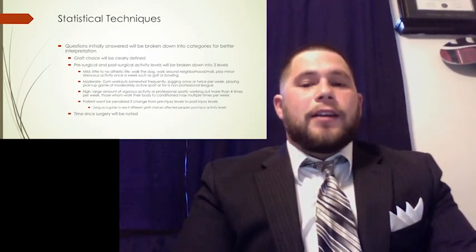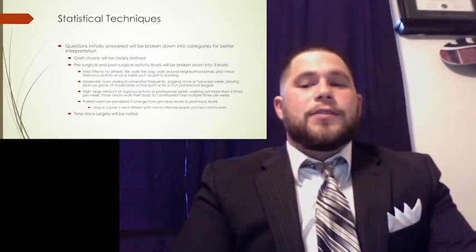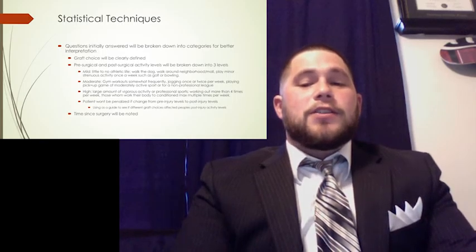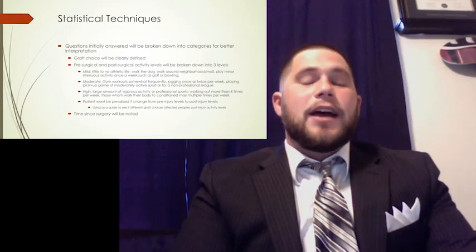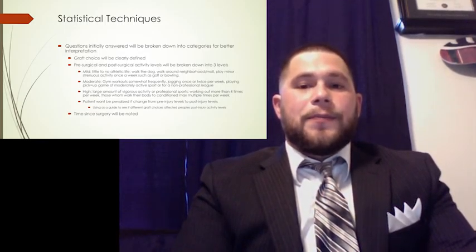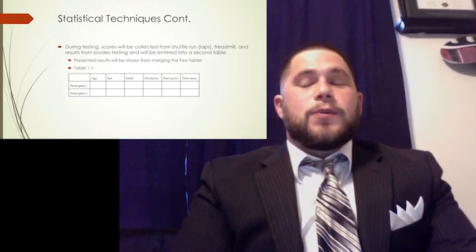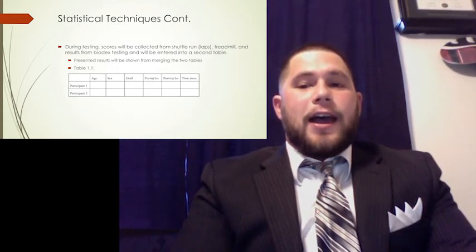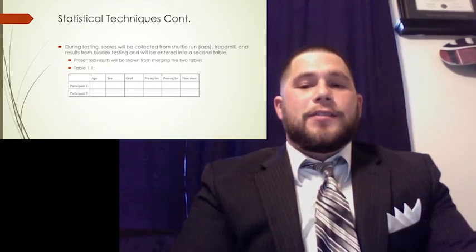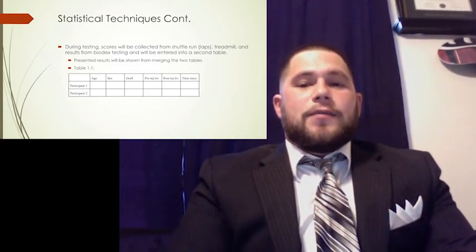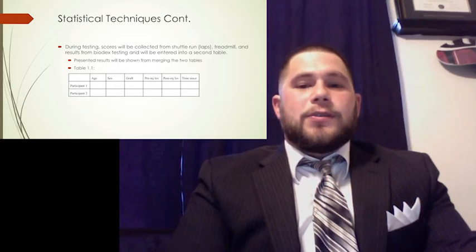The patient won't be penalized if a change from pre-injury levels to post-injury levels is found. It's just used as a guide to see if the graft choice affects people's post-injury activity levels. Time since surgery will also be noted. During testing, the scores will be collected from the shuttle run, each lap, treadmill, and results from the biodex testing will be entered into another table. Presented results will be shown from merging the 2 tables.